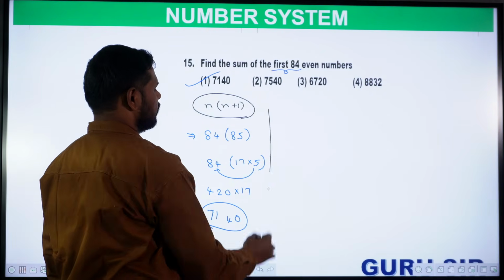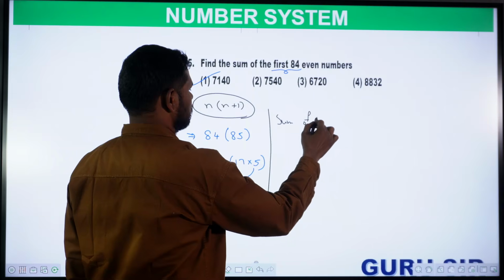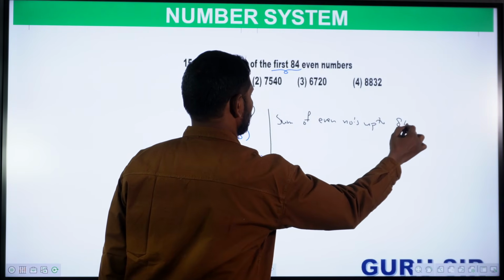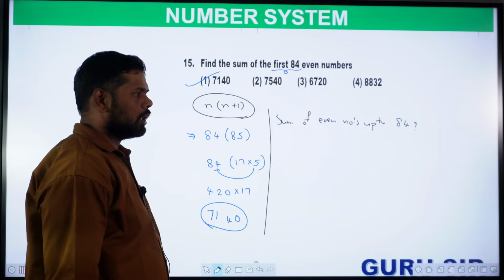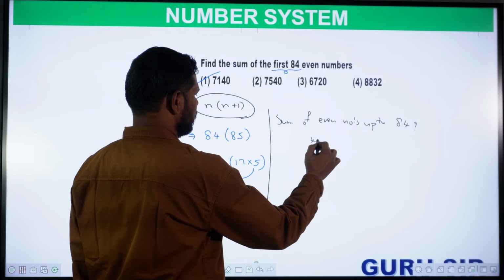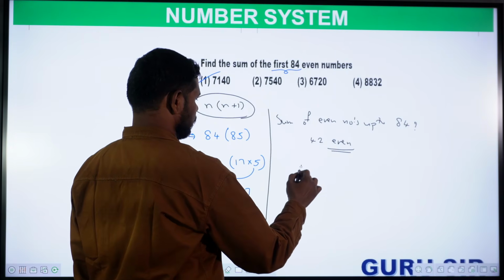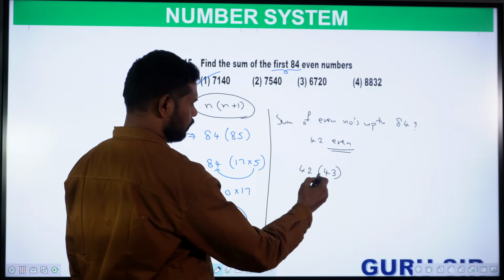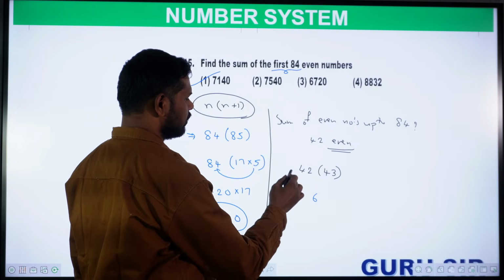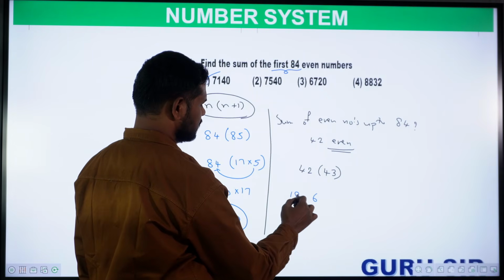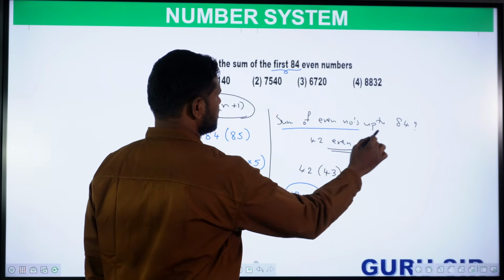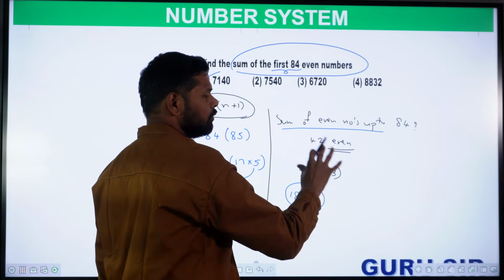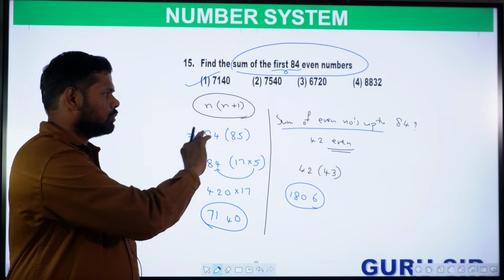Suppose the sum of even numbers up to 84. How many even numbers are there up to 84? Total 42 even numbers. So 42 into 43, 43 into 2 is 86, 43 into 4 is 172 plus 8, 1806. This is the actual answer. So this one is different from the question on the sum of first 84 even numbers. Sum of even numbers up to 84 is different. So observe those two differences clearly.